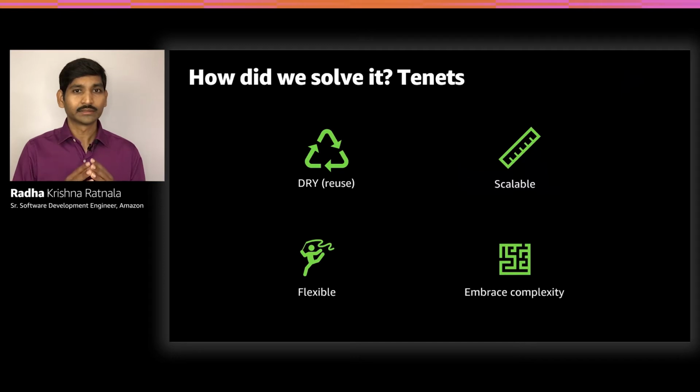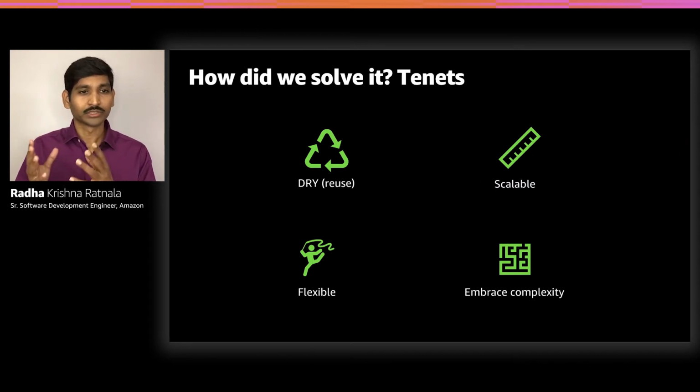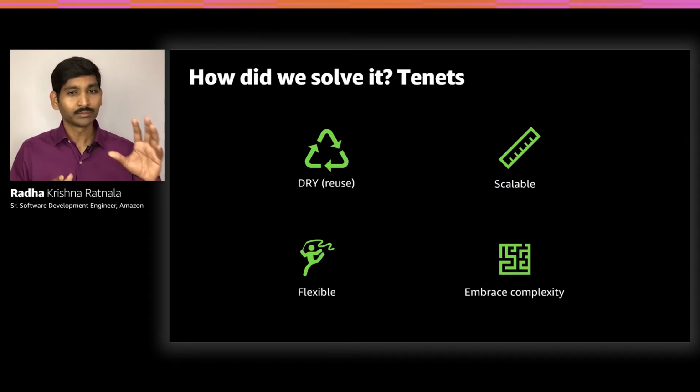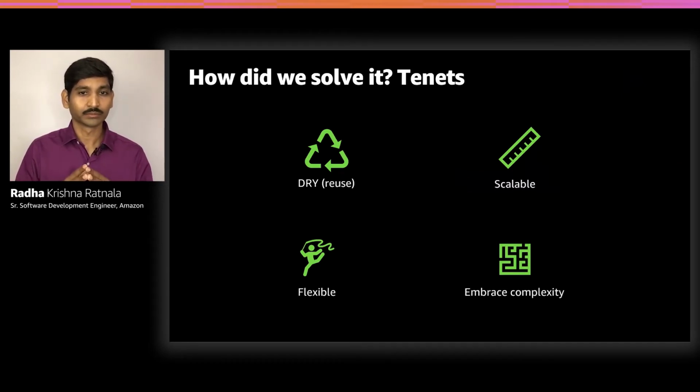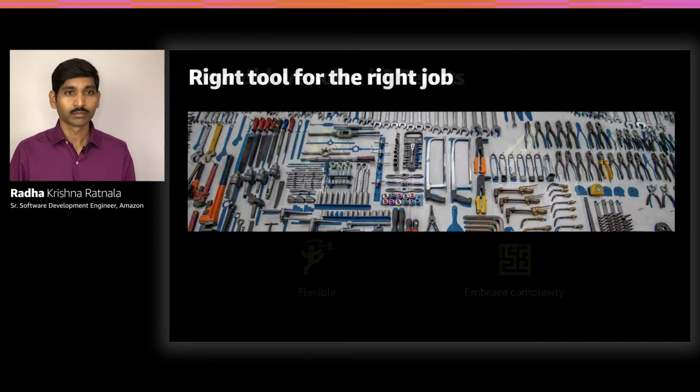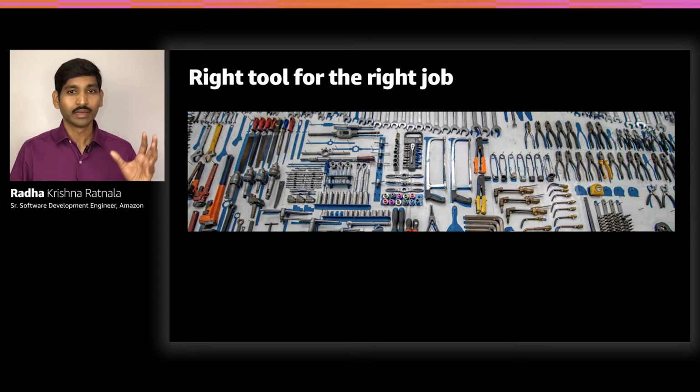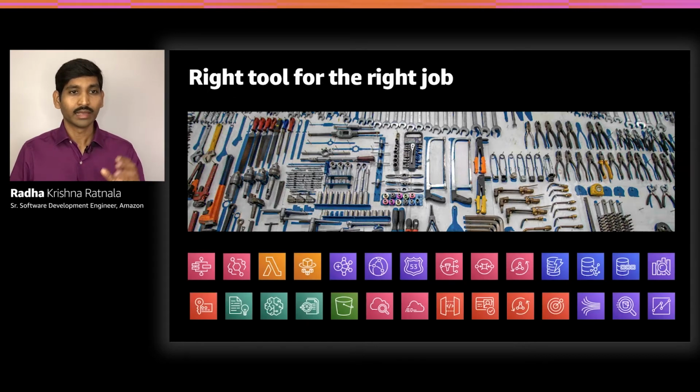These are the high-level tenets. We want to reuse the existing services as much as possible. We do not want to reinvent the wheel. We want to build a solution for Amazon scale and Amazon growth. Flexibility is important for us because we have multiple businesses and we are launching in multiple countries. We want to embrace the complexity to handle complex customer relationships. This is our formula, right tool for the right job. And these AWS services are our tools.